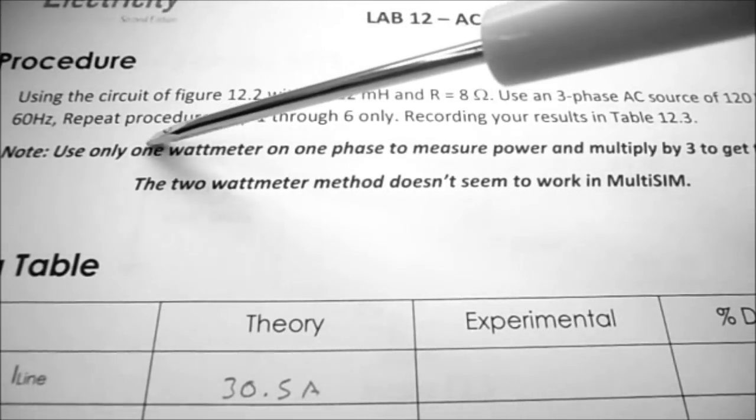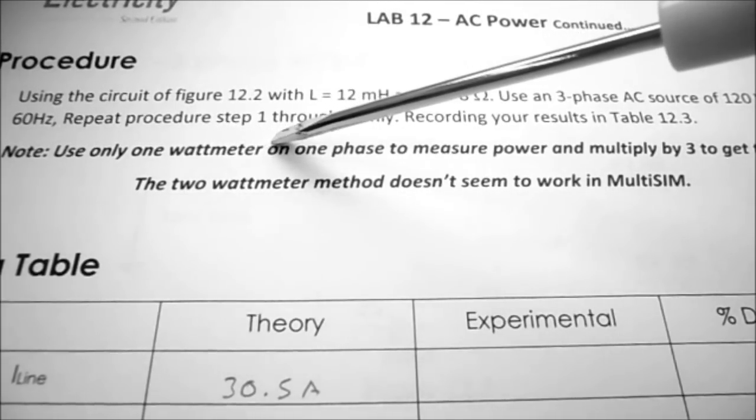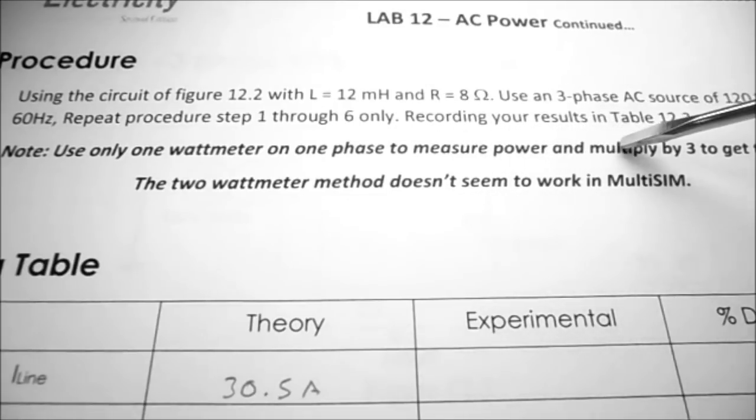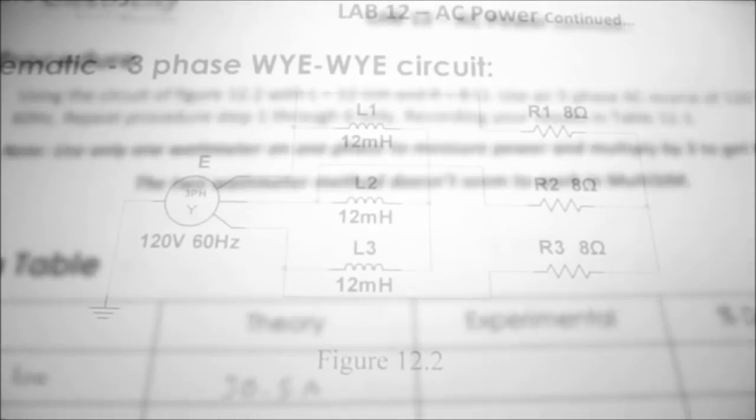When it gets to the part about using the watt meter, notice we're only going to use one watt meter on one phase to measure the power, and we're going to multiply it by 3 to get the total power. The two watt meter method doesn't seem to work in Multisim.